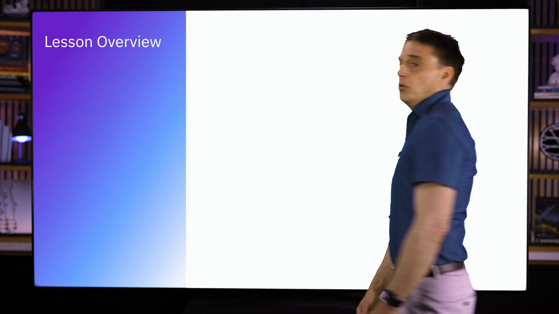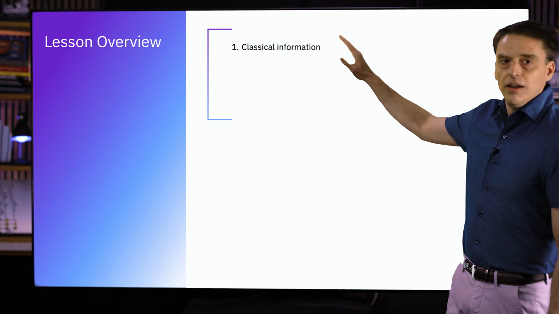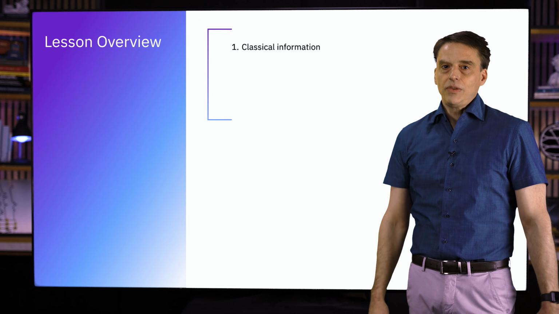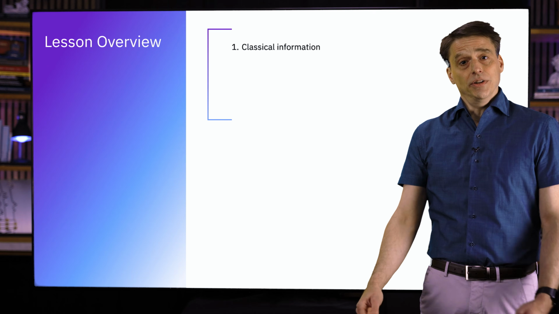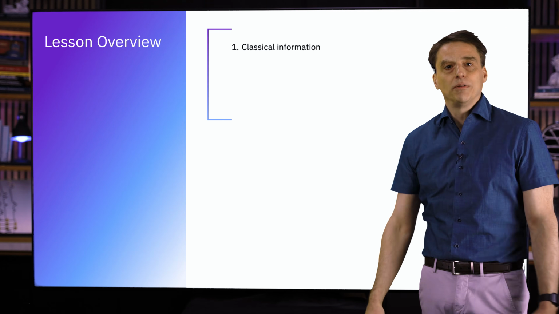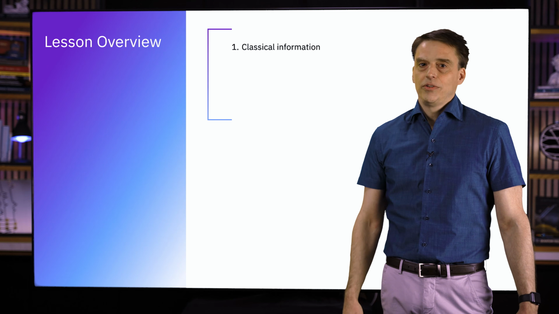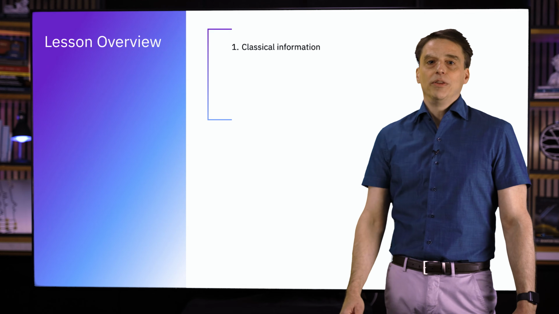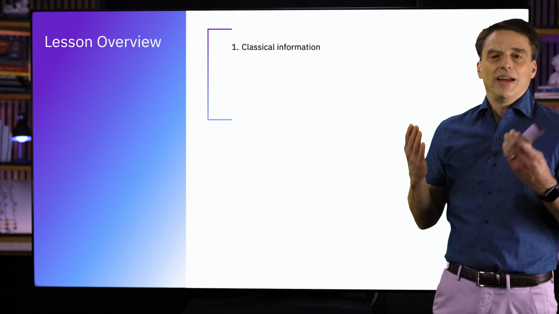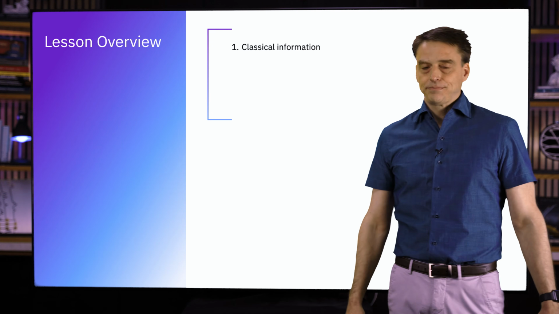Here's a brief overview of the lesson. We're going to start by discussing classical information. Now, the purpose of this lesson is not to explain how classical information works, it's to explain how quantum information works. But to explain how quantum information works, it's very helpful to begin with classical information and to use it as a familiar point of reference when we discuss quantum information.